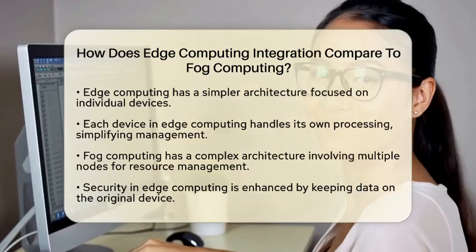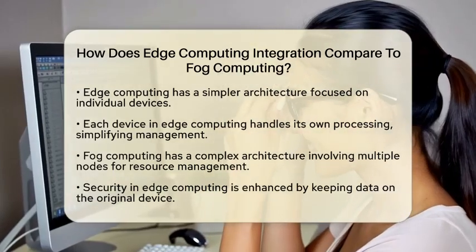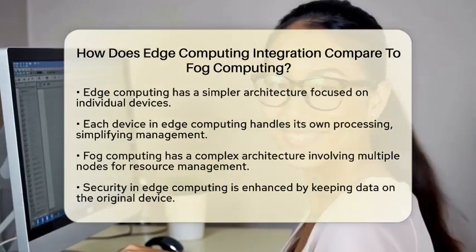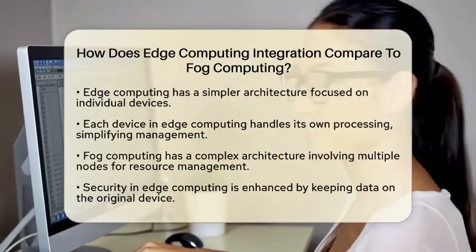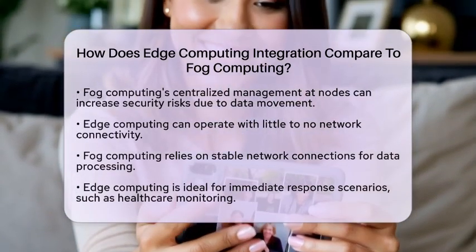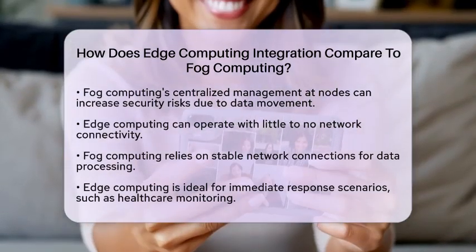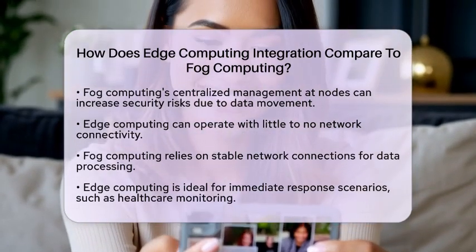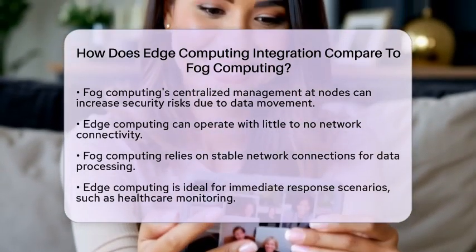Security is another important factor. Edge computing keeps data on the original device, which reduces the risk of exposure during transmission. In contrast, fog computing has centralized management at the fog nodes, but this can lead to more data movement, increasing potential security risks.